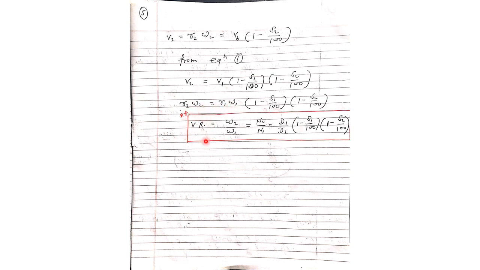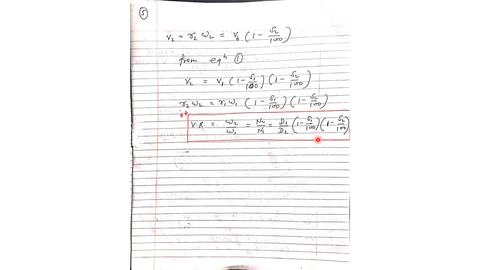The velocity ratio is defined as output angular velocity upon input angular velocity, that is omega 2 by omega 1. So omega 1 goes here and R2 goes here. Now we have omega 2 by omega 1 equals n2 by n1, which equals d1 by d2 multiplied by 1 minus S1 by 100 multiplied by 1 minus S2 by 100. So this formula is for the velocity ratio if there is a slipping condition.